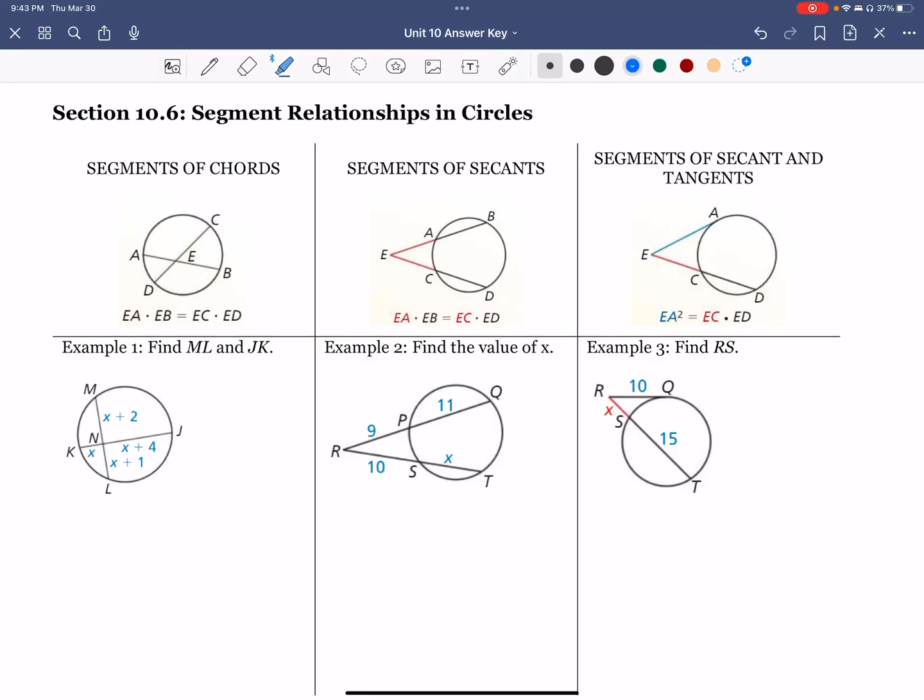Welcome back to the final section of Unit 10. This is Section 6, and we are talking about segment relationships in angles. Now, I have three different scenarios here of things that we will see, as these are going to be the three most common, and really the three items that we have formulas for.